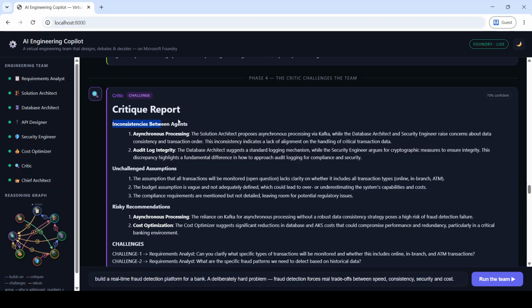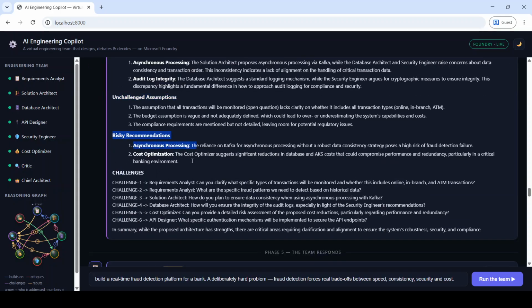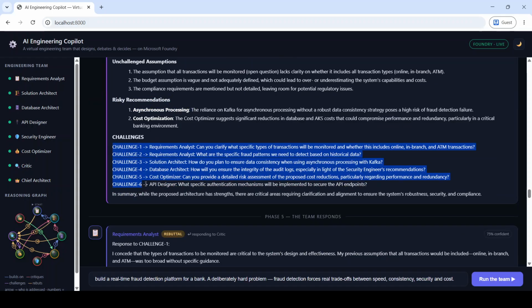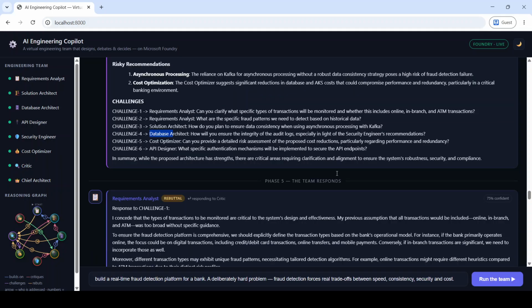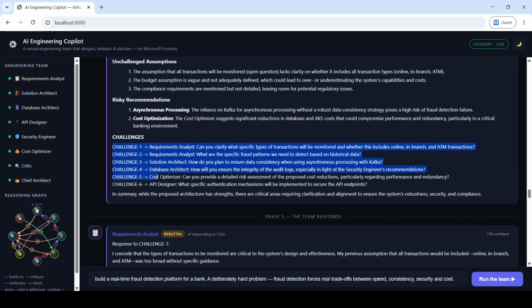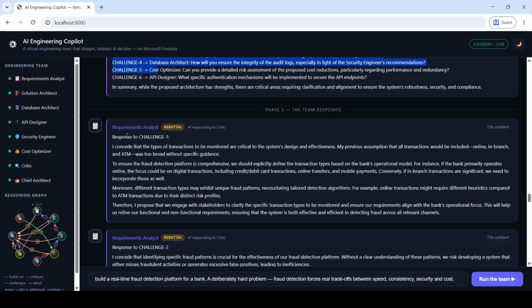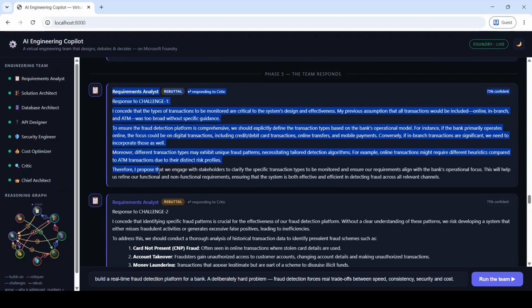So it suggested there are inconsistencies between the agents: asynchronous processing, audit logging, unchallenged assumptions, risky recommendations. It challenged six agents. You can see this critic challenged six agents, the requirement analyst and solution architect. It called the requirement analyst twice, the solution architect once, and the database architect. However, how will you ensure the integrity of the audit logs, especially in light of the security engineer's recommendation? Like it challenged them, those six agents, okay? And again, it received the feedback from the critic, right? You can see the requirement analyst twice, how it's responding.